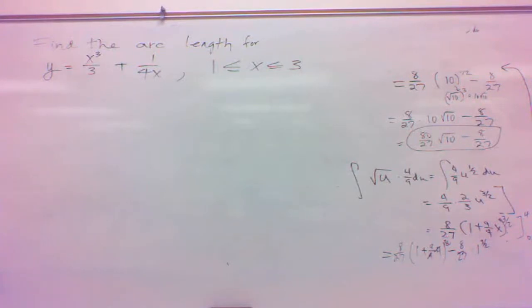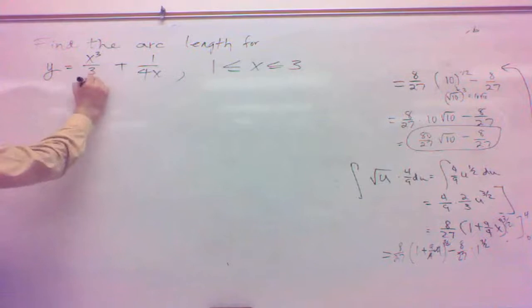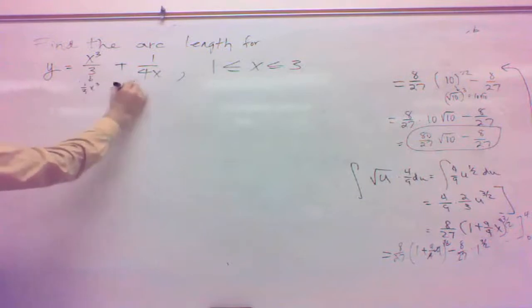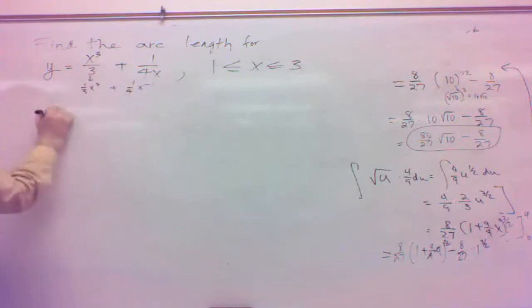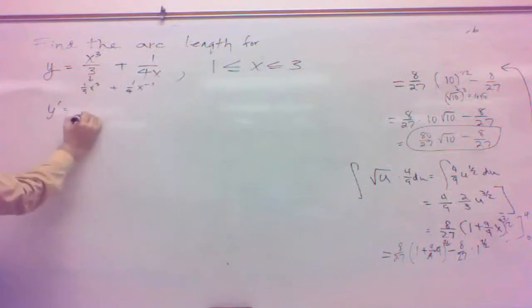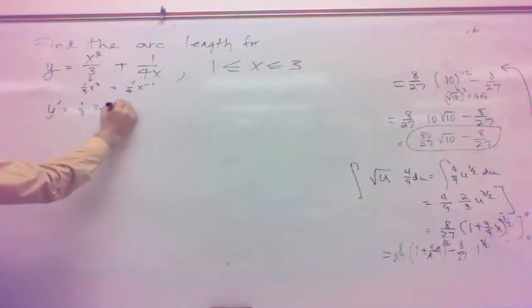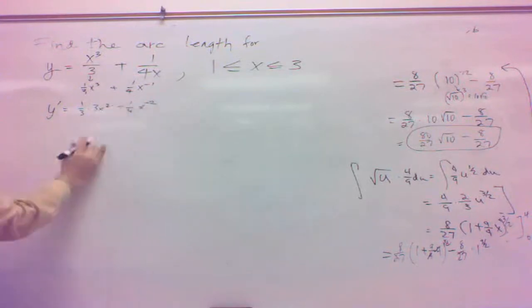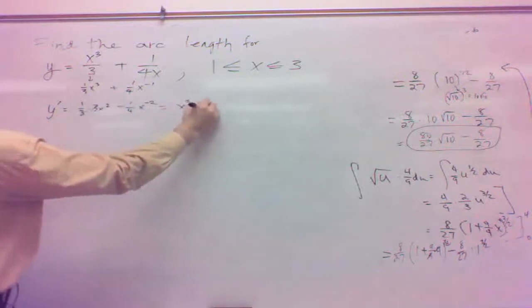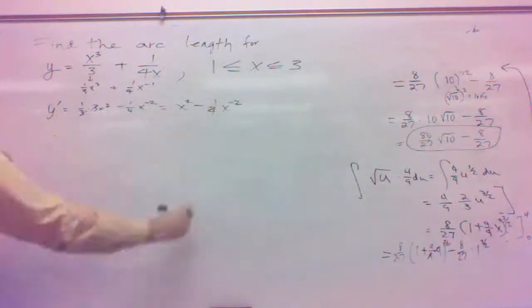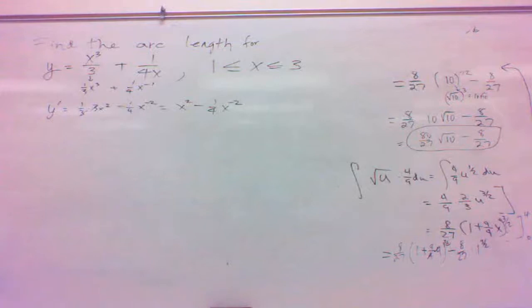So again, the arc length, part of it is the derivative. And so let's start with finding the derivative. Well, that's 1/3 x cubed, and that's 1/4 x to the minus 1, isn't it? The derivative, that would work out pretty good. That would just be 1/3 times 3x squared, and that would be minus 1/4 x to the minus 2, which just works out to be x squared minus 1/4 x to the minus 2. Okay. Turns out that comes out pretty nicely.